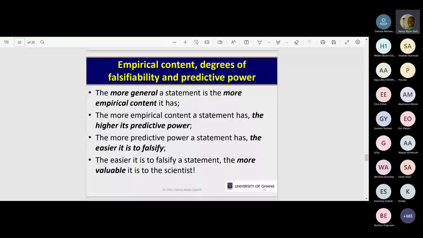So the higher the empirical content, the more valuable it is to the scientists. Take note, the more empirical content a statement has, the higher the predictive power. The higher the predictive power, the easier it is to falsify.